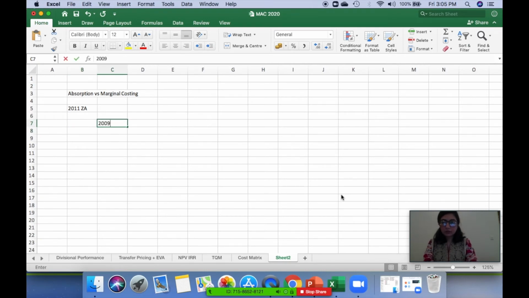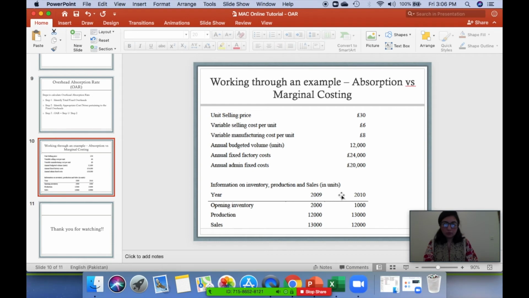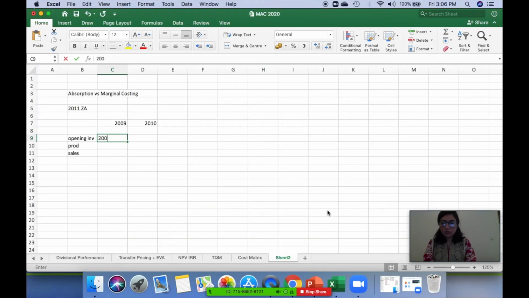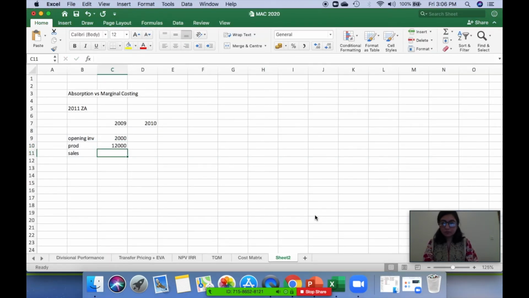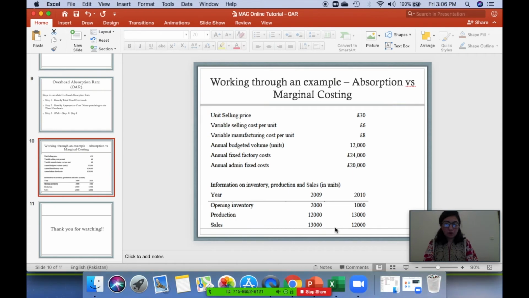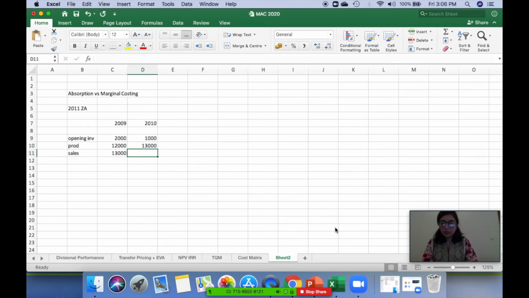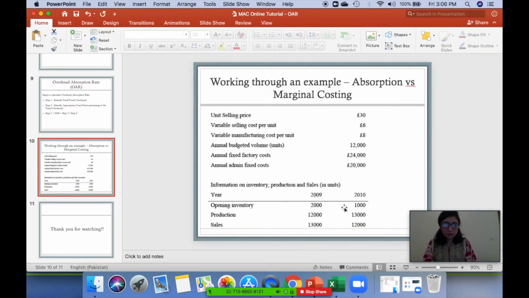So we have 2009 and we have 2010. We have production units. It gives us opening inventory first, then we have production units and then we have the sales, right? So opening inventory was 2000 units. Production was 12,000 units. Sales was 13,000 units. This was year 2009. Then opening inventory in 2010 was 1000. Production was 13,000 and sales was 12,000. Let's recheck. Yes, I was correct.